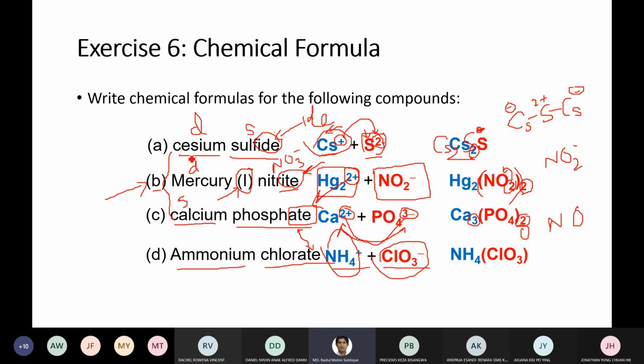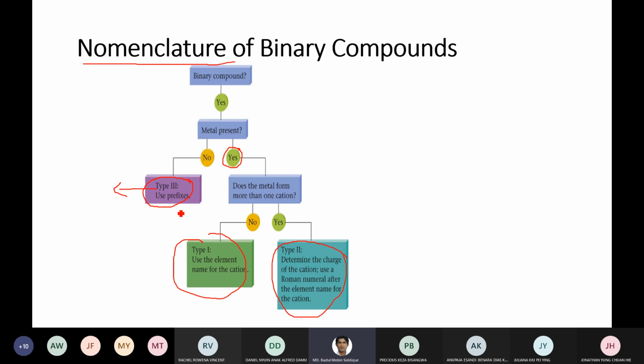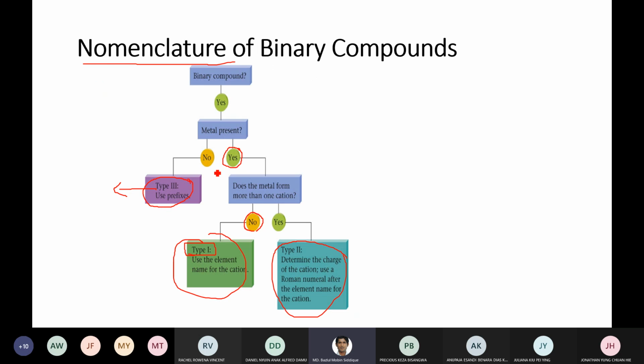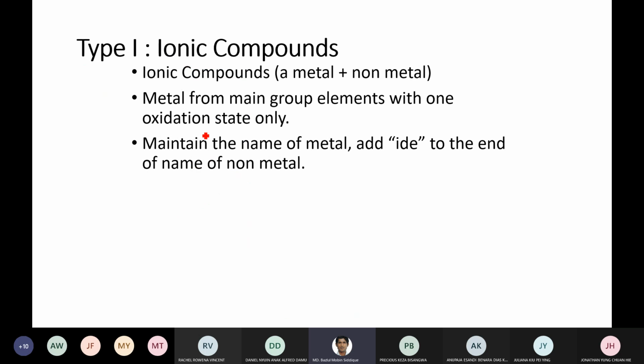So mercury 1, that means it can produce one type of charge. And then if it does not produce more than one cation, it only has one type of cation present in it, then it will fall under type 1 compound, and we will use the element to name the compound. So type 1: it has a metal, but the metal does not have more than one oxidation state.